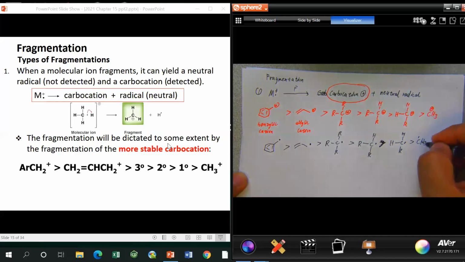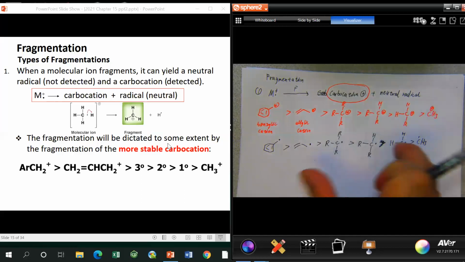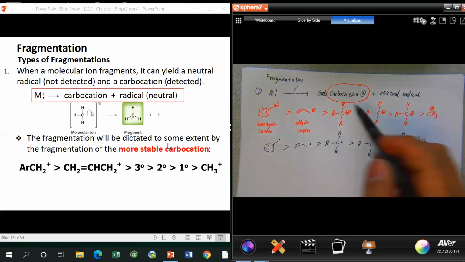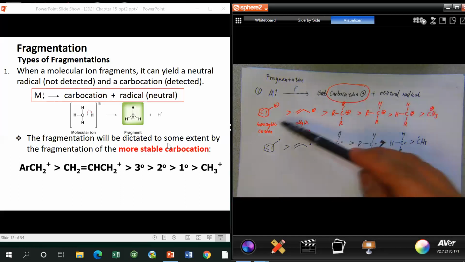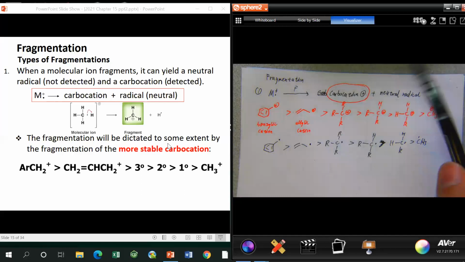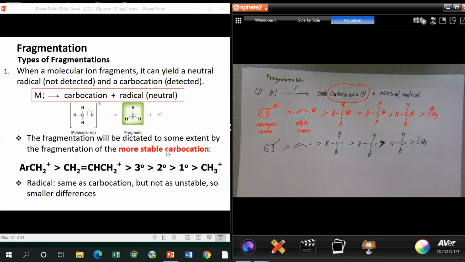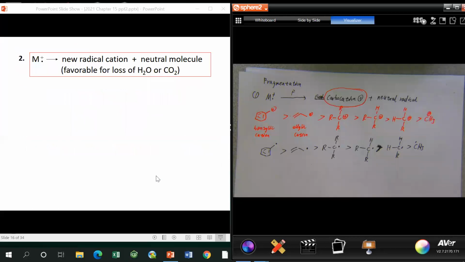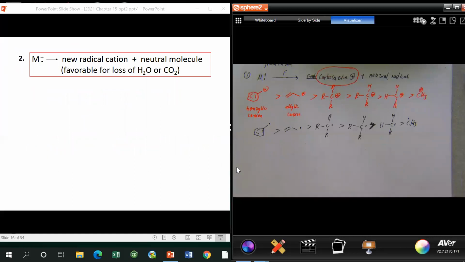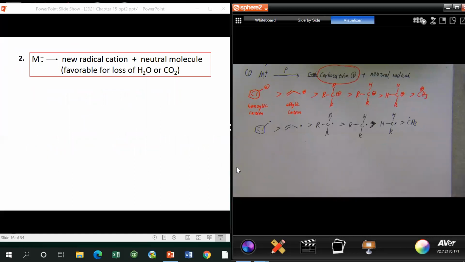Right, and it's the same order, but the difference in stability is not as significant as with the carbon cation. In other words, the energy gap, the difference in their energy, is bigger for the carbon cation compared with the radical ranking. So radicals follow the same order, but are not as unstable, and the differences are smaller. So that's the first type of fragmentation.